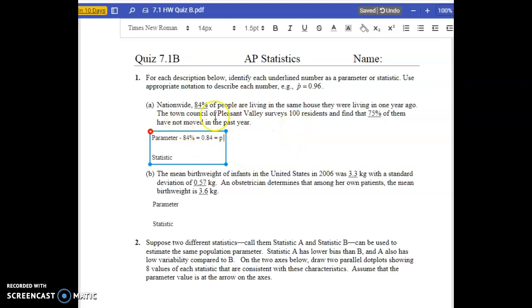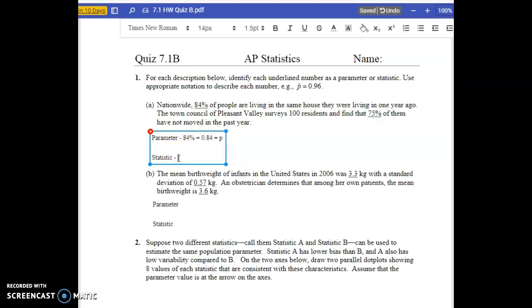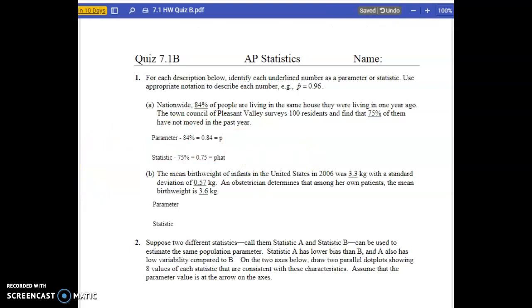Versus if I read on, they take a sample of 100 residents. So right here, 100 residents. And then this is the number they calculate from that sample. So 75%, that's my statistic. We don't really use percents. We're going to make it a decimal. And then this is a p hat, because it's a sample proportion. It looks like this. Sorry, I can't really draw, but remember from last semester, this is good old p hat.